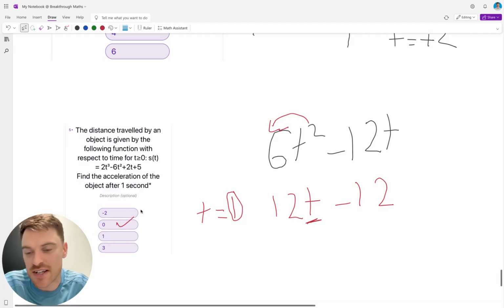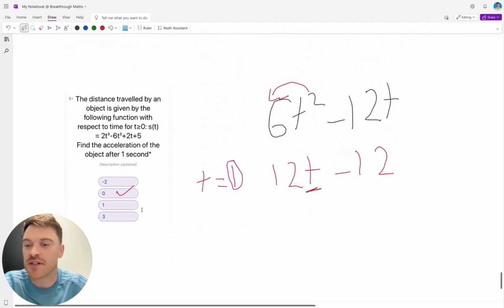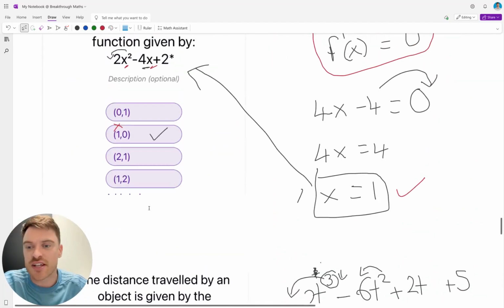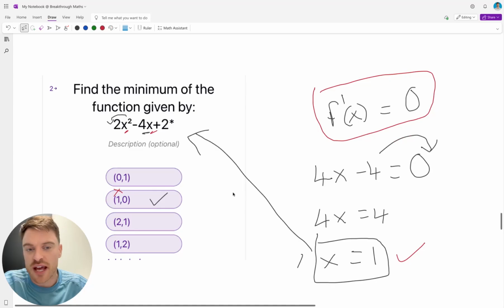That's it. Funny one. But that's differentiation. To me, it's just differentiating and then solving. Differentiate, solve. It follows pretty much the same patterns every time.